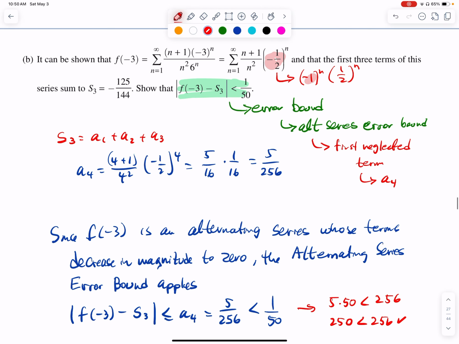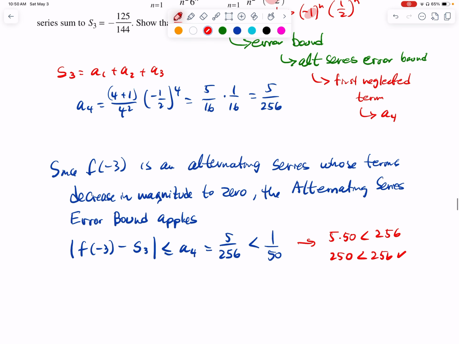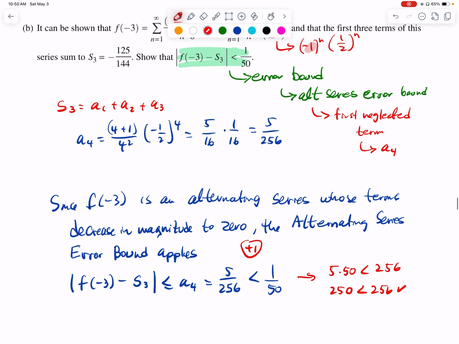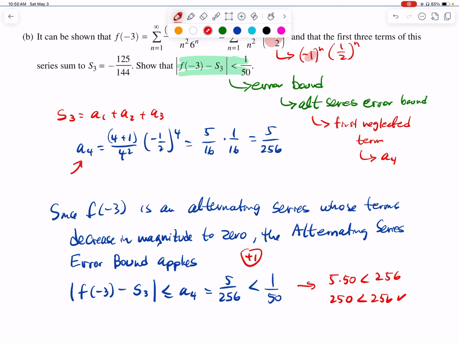Okay, point-wise, obviously it's worth a point for your analysis here, showing your work using the alternating series error bound. And it might be another point too, and I think it is actually using this fourth term here.